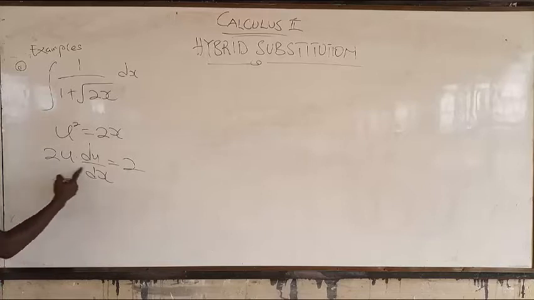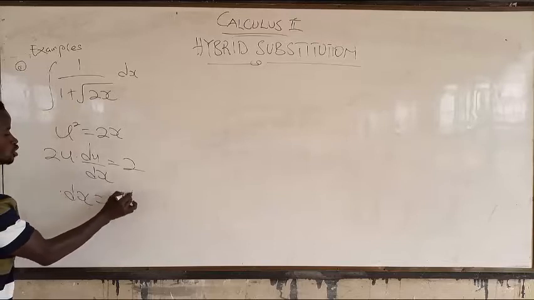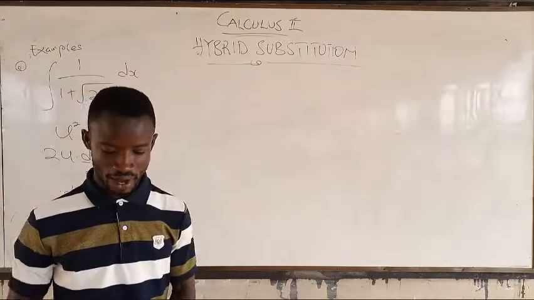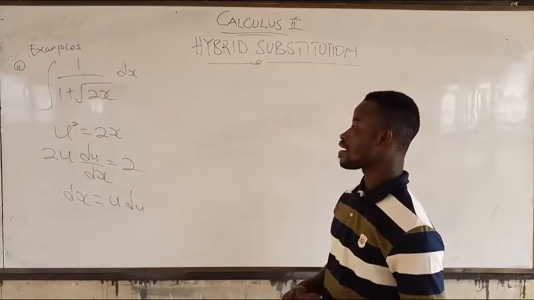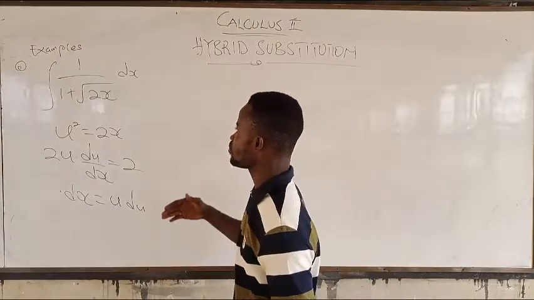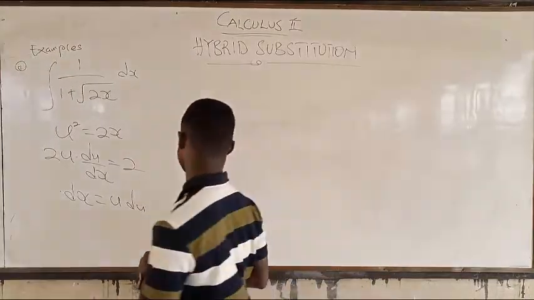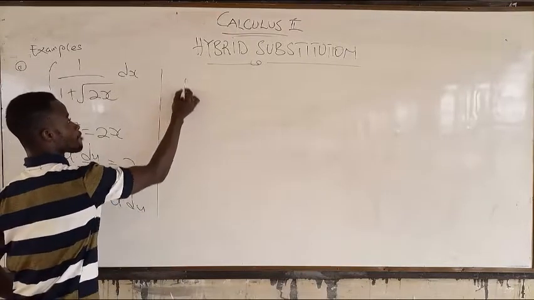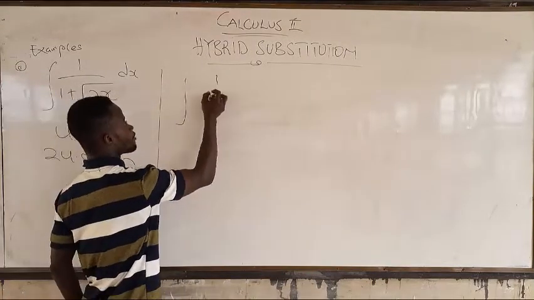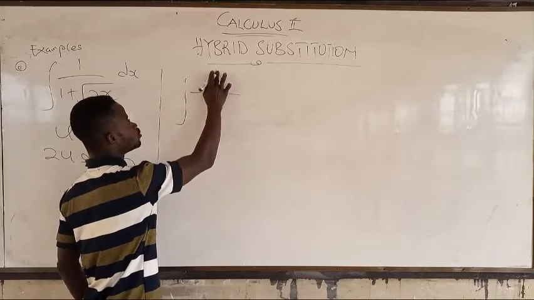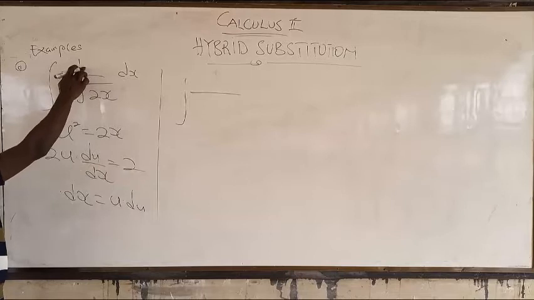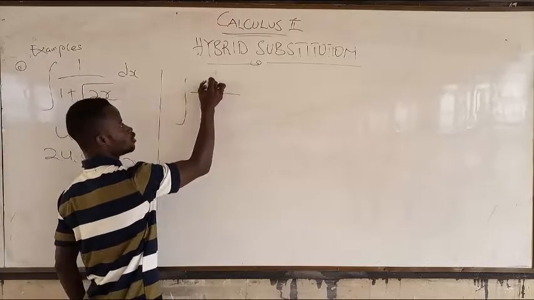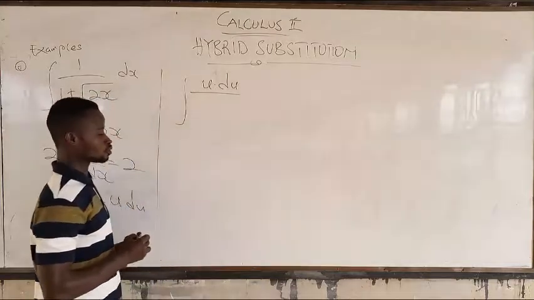So quickly you can see that the 2 will cancel. So dx is equal to u du. Very good. Now, having that, we are going to do the substitution. You know that this dx can multiply this, so we can get dx here. And the dx is u du.